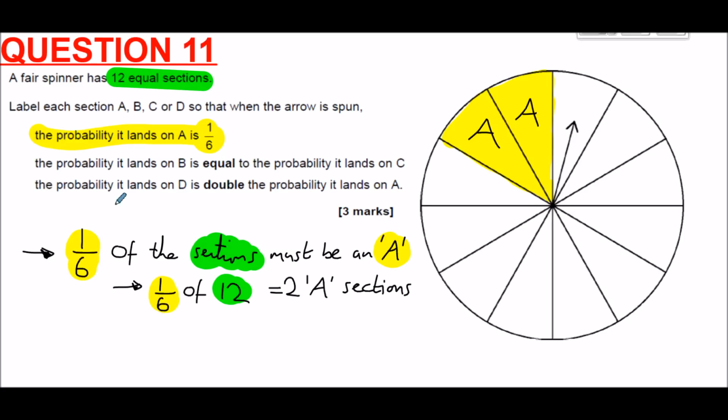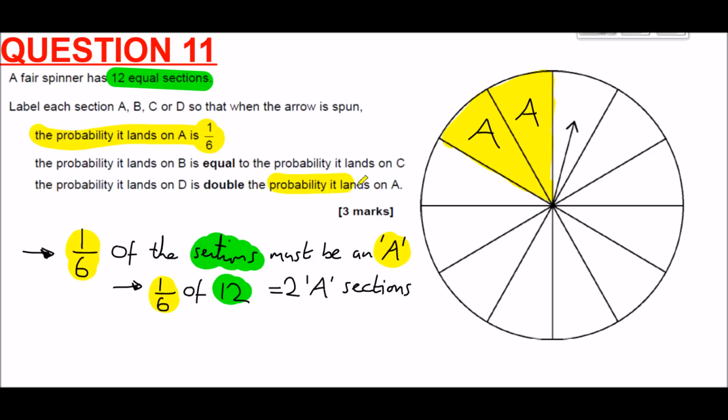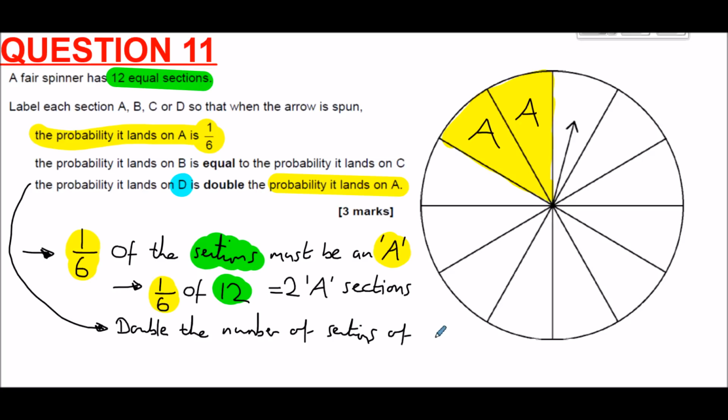But if we have a look at this one about D, the probability it lands on D is double the probability that it lands on A. So if it's going to land on D, let's say D is blue, if the probability of landing on D is double the probability it lands on A, what this means is that the number of sections of D must be double the number of sections that A has, because the probability it lands on D is double the probability of landing on A.